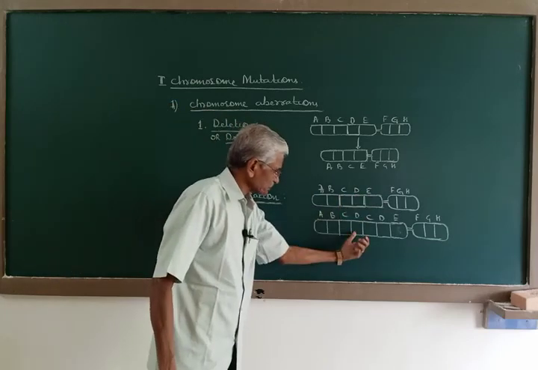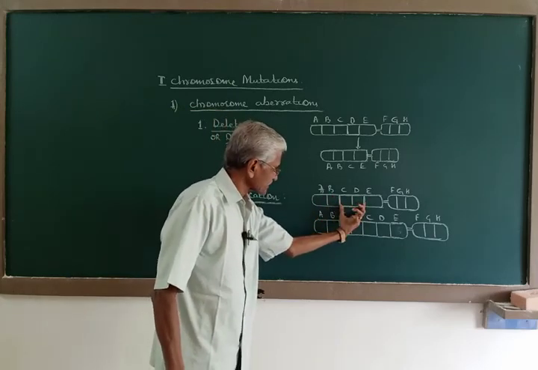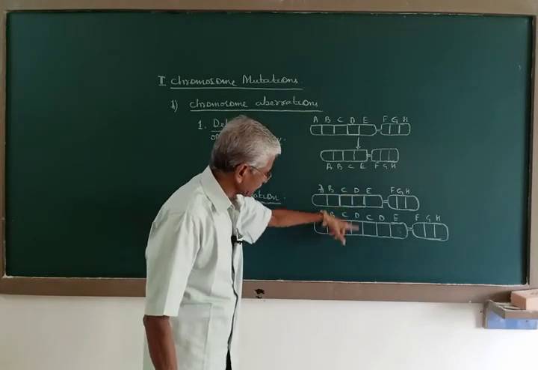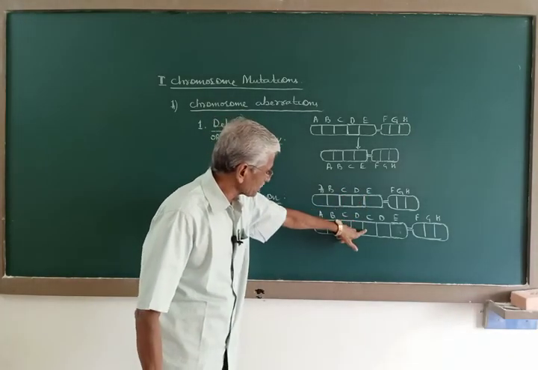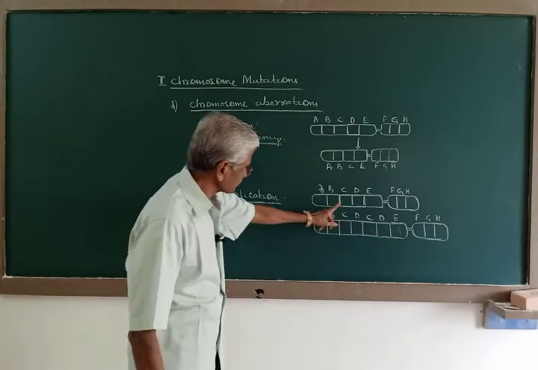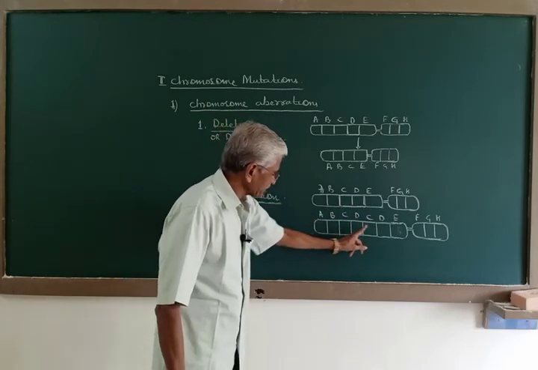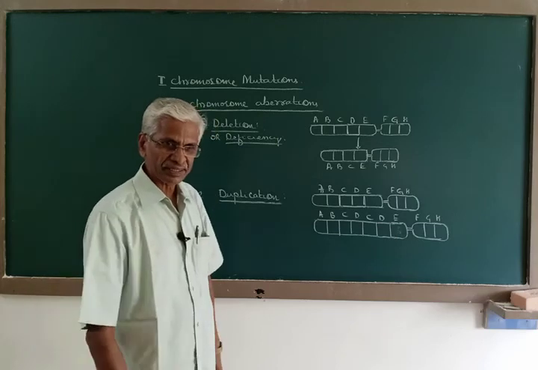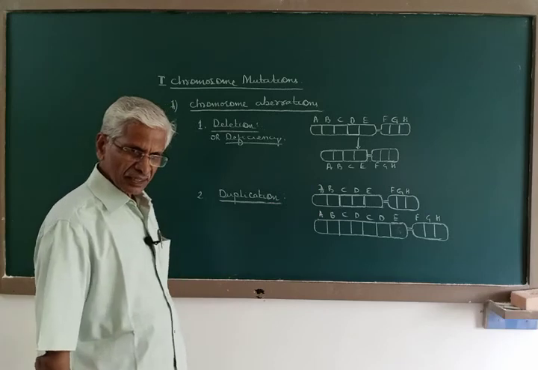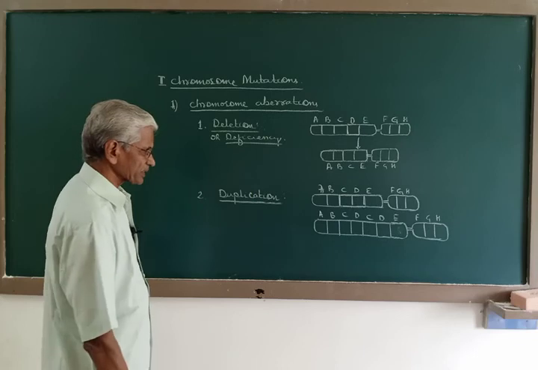So these two form a pair of homologous chromosomes, identical chromosomes, and this segment of the chromosome separates and joins with its homologue. As a result, this homologous chromosome receiving this segment will have the C and D regions duplicated, doubled, appearing twice. And this is another form of chromosome aberration, and this is called duplication.